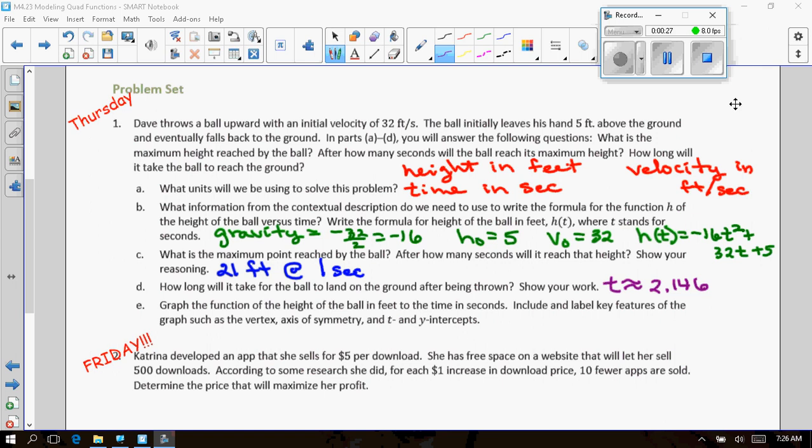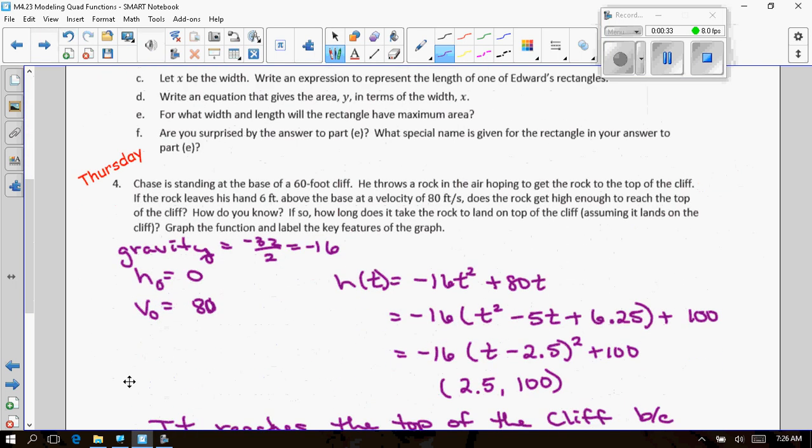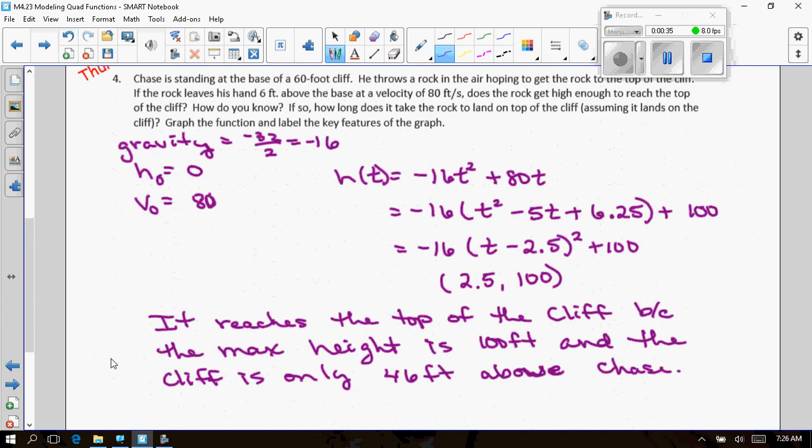All right, so that's all of number 1. Then I also assigned for you to do number 4. So here's number 4. Again, go ahead and hit pause, check your answers with mine. All right, so if you do have any questions, go ahead and ask me when I come back on Monday.